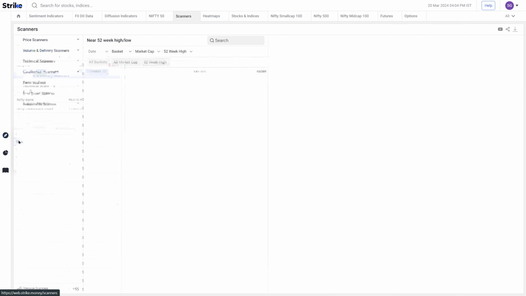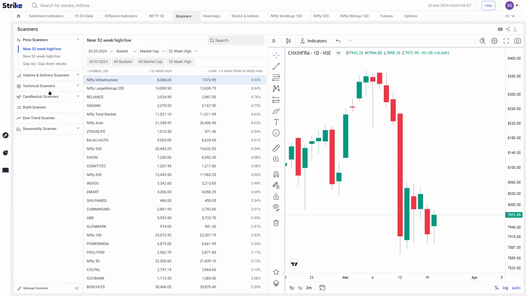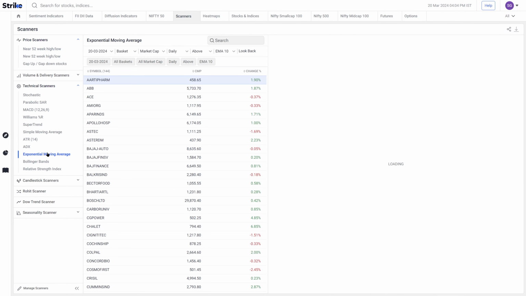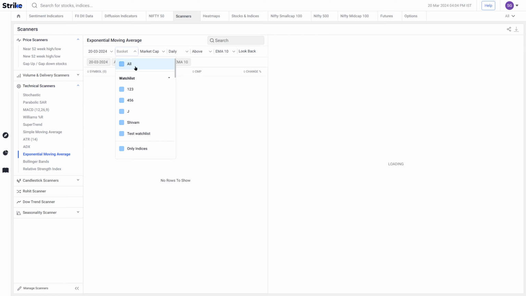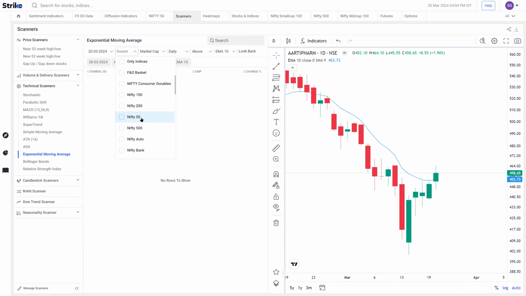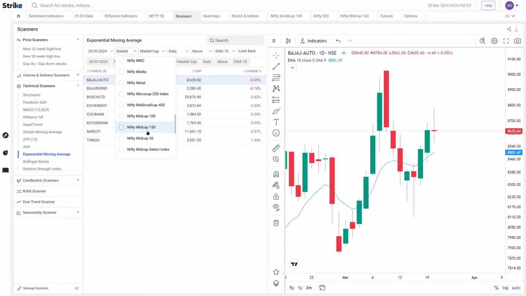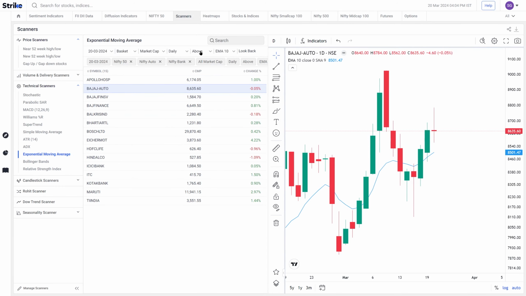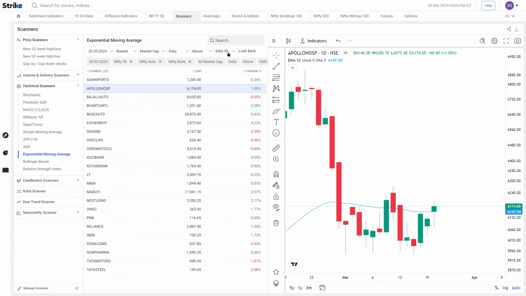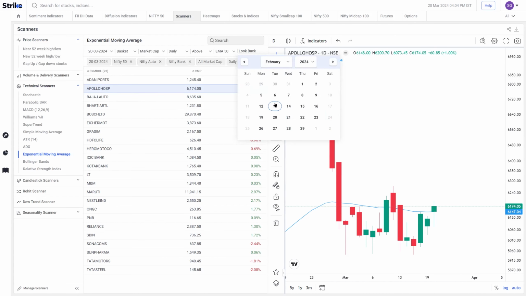Now I'm going to scanners. One more relative strength test that we can do is to find which stocks have not broken a certain moving average. So let us do Nifty Auto, Bank, as well as Nifty 50. I'll use the 50-day average because it's a slightly larger period that I'm going to look at. I'm going to give it a look back from the first date that we saw, that is 8th Feb.